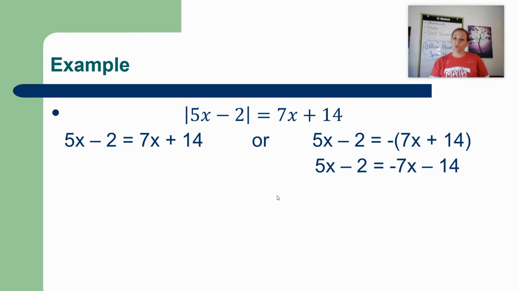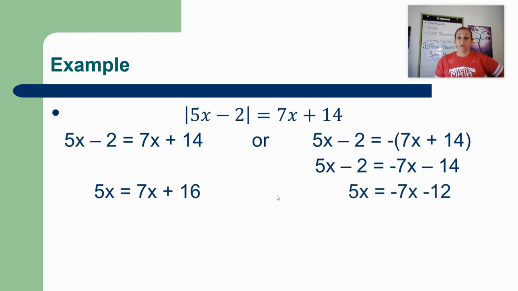Okay, so that was a little bit trickier. We're going to solve these as we have been. Hopefully that part is not too difficult. All right, so on the first one, I'm going to add the 2 to the other side. 14 plus 2 is 16.